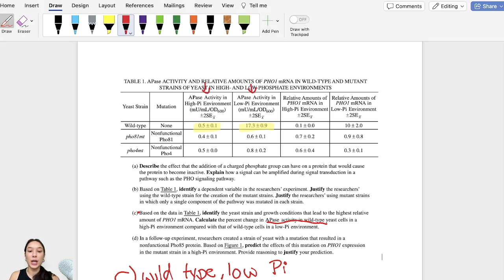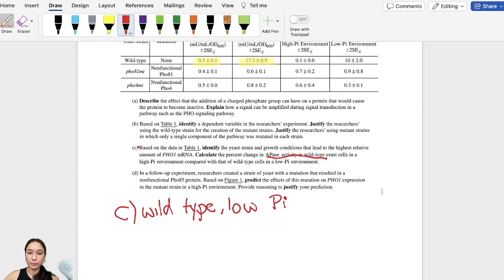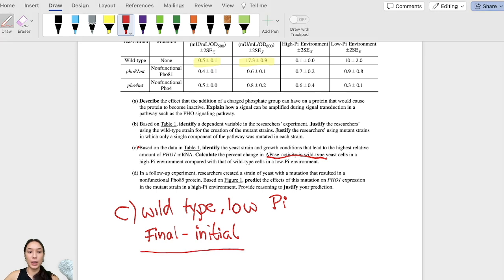So percent change is typically final minus initial over initial times 100%.